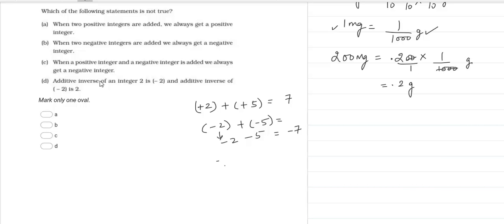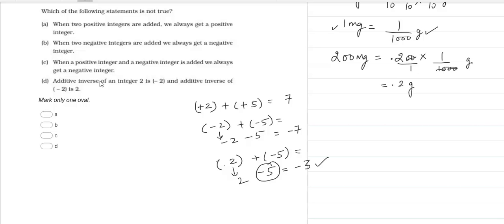I think this is wrong. Why? Let's take one positive and one negative. Suppose I take 2 as positive and 5 as negative. They are saying the answer should be negative. Okay, let's check. So this 2 becomes 2 only. Plus into minus is minus 5. We have seen, when we have two numbers of different sign, we take the difference, and the sign of the larger will come in the answer. So we have 5 minus 2, so the answer is 3, and the sign of 5 will come, that is minus. So in this case, the statement is true.